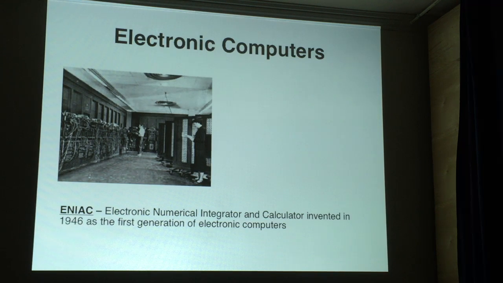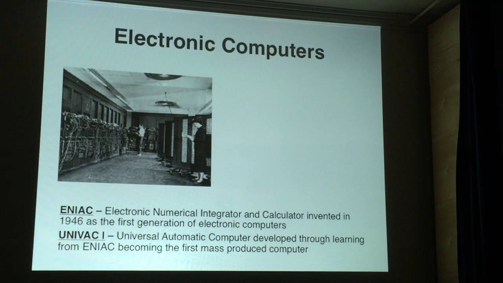Mistakes and bugs that were found in the ENIAC led to the development of the next computer, which was the UNIVAC-1, which stood for Universal Automatic Computer. This was developed primarily from learning in creating the ENIAC. And this computer worked well enough that it was actually mass produced and used in many different places.